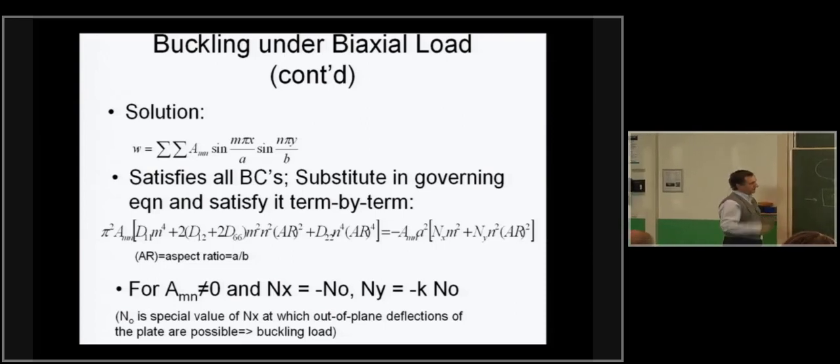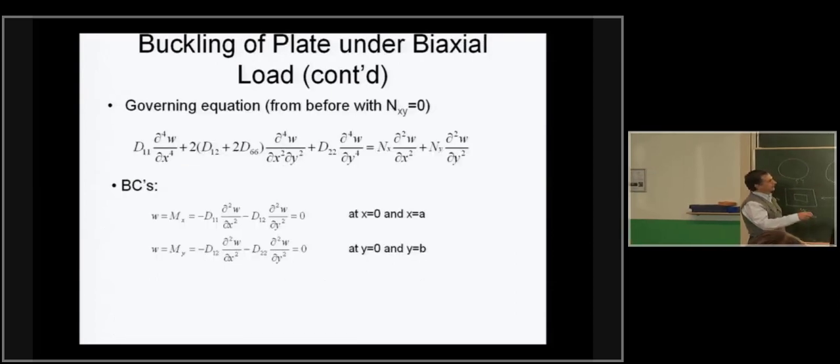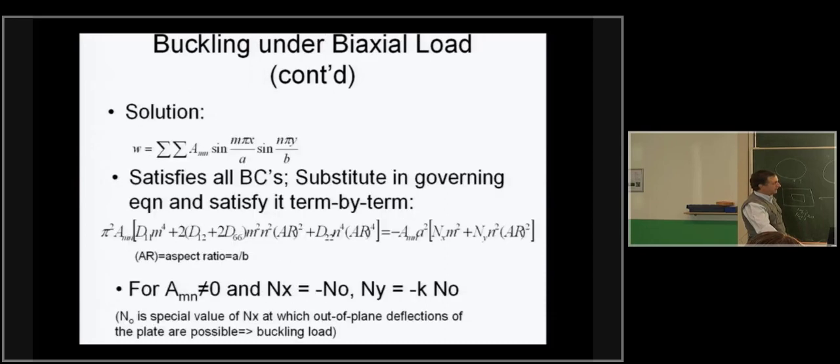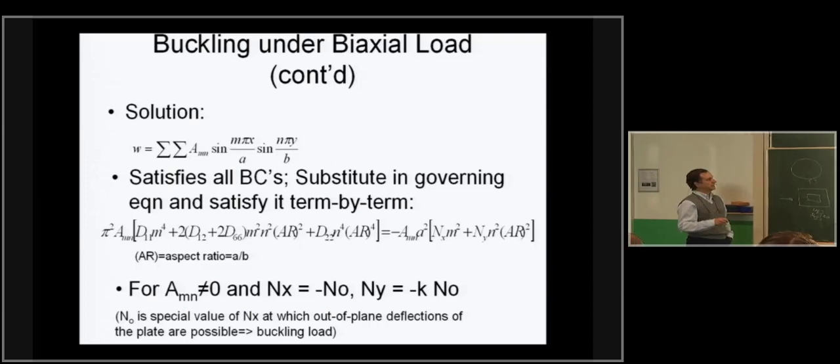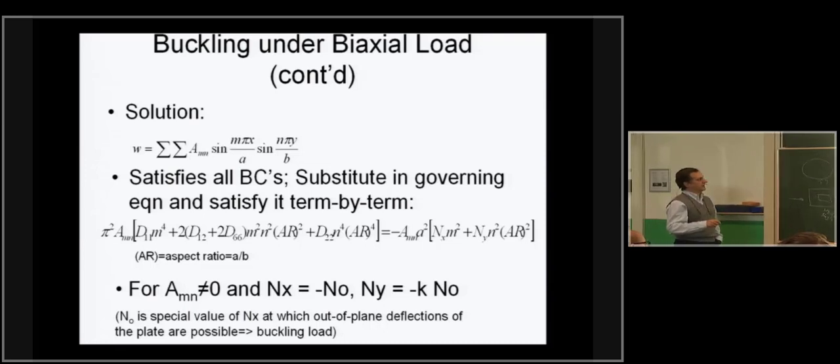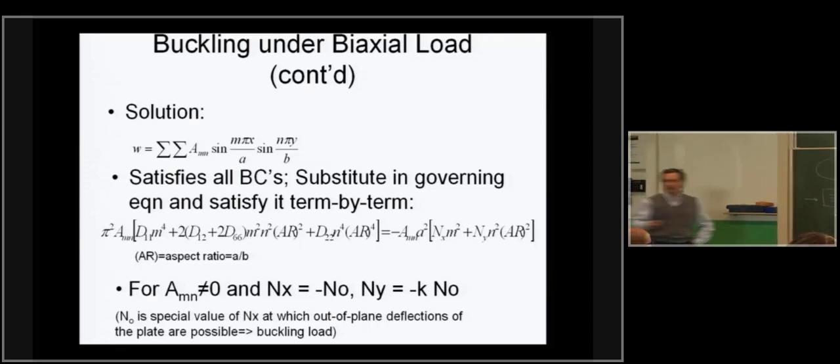So I substitute this in my governing equation here, and I factor out the sine m pi x over a and sine n pi y over b. If I factor that out and cancel it from both sides, I will get this mess on the left-hand side equal to this mess on the right-hand side. Basically, that involves the Amn on both sides, and that's not very encouraging because Amn would cancel. And it involves the AR, the aspect ratio. A over B is the length along which load is applied, B is the width, and we call it AR, aspect ratio.